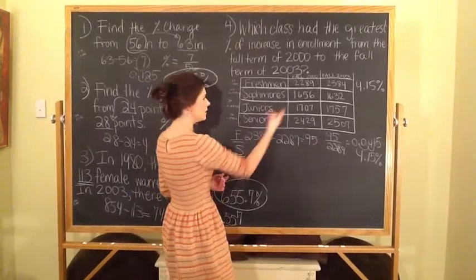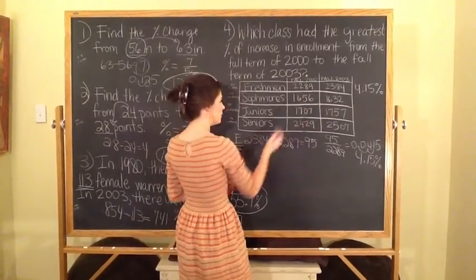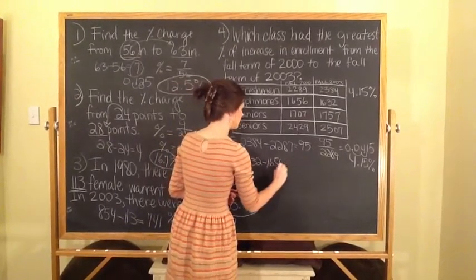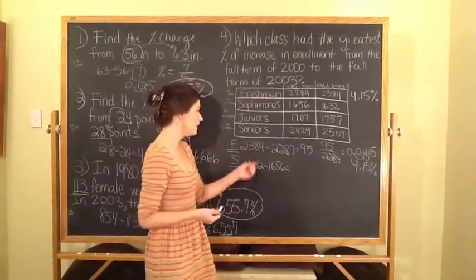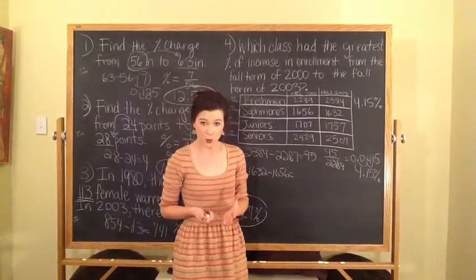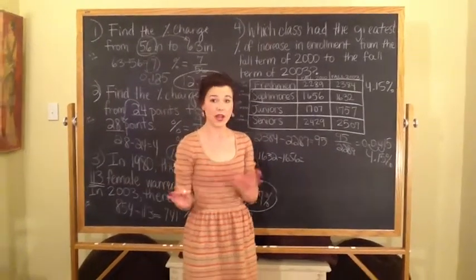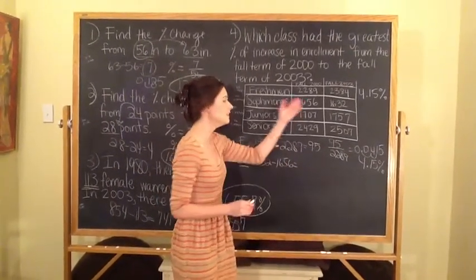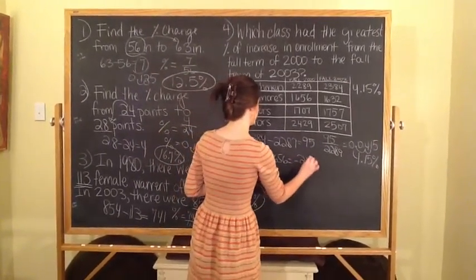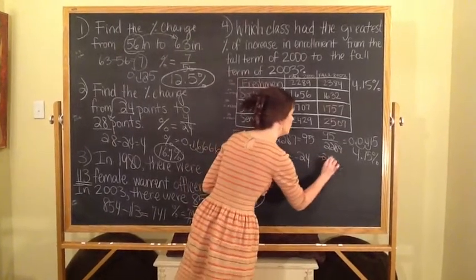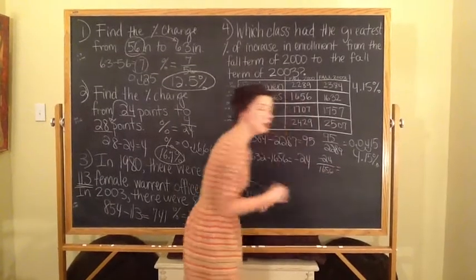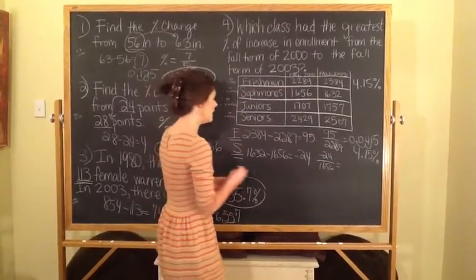Alright, so now I'm going to go ahead and do the same process for my sophomores. So S. So I'm going to go ahead and subtract the original from the new. So 1632 minus 1656. Now one thing I'm noticing right away is that we decreased from the fall of 2000 to the fall of 2003. So guess what? Our percent is going to be negative, and that's okay. Don't think you did something wrong. It's just that's the way things work in this problem. So you're going to go ahead and get negative 24. So now we have to put negative 24 over the original number, which is 1656. And your percent is going to be negative.